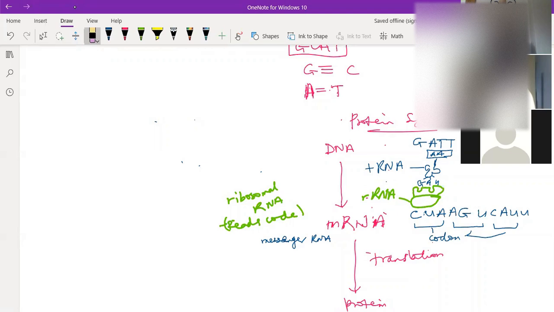Right. Okay, so the tRNA means transfer RNA. So it brings the amino acid. It brings the amino acid here.